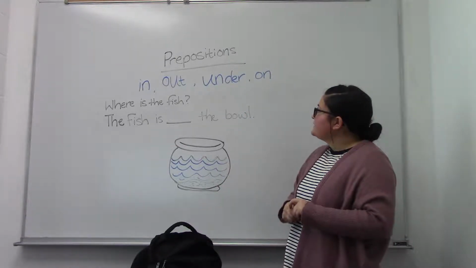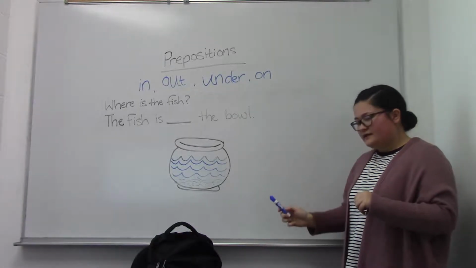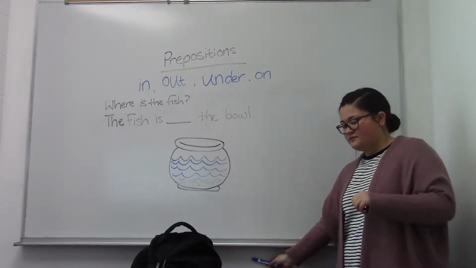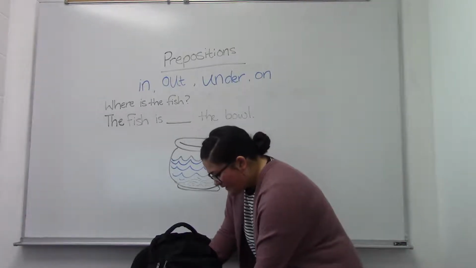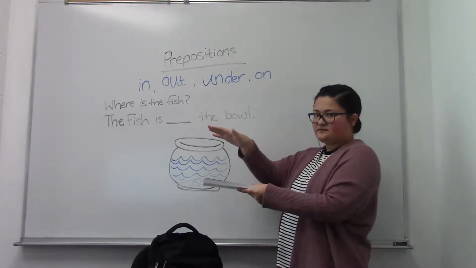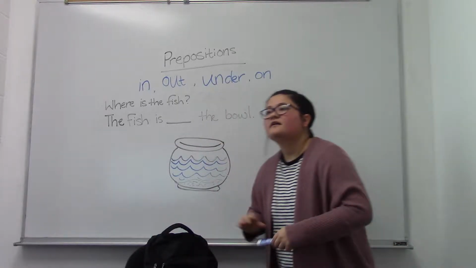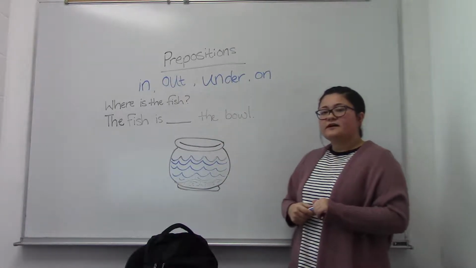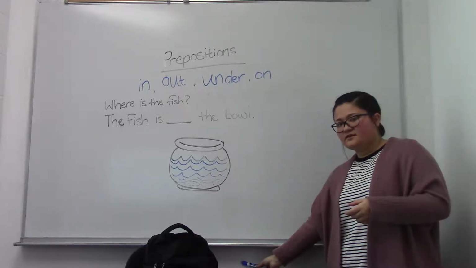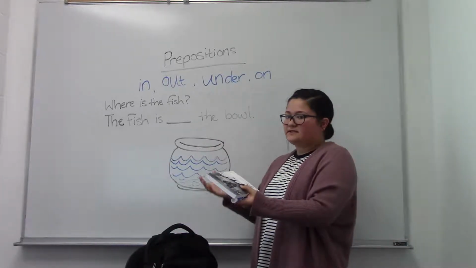The next preposition we're going to look at is under. One way that we could use it is that the marker is under the whiteboard. You can also say that the book is under my hand. And you can also use the word underneath in the same way that you would use under. So you could say the marker is underneath the whiteboard, the book is underneath my hand. It means the same thing.